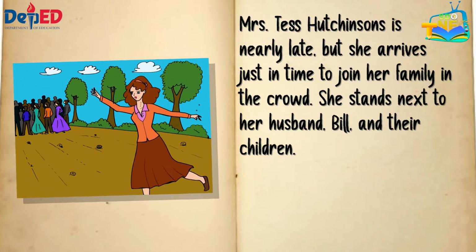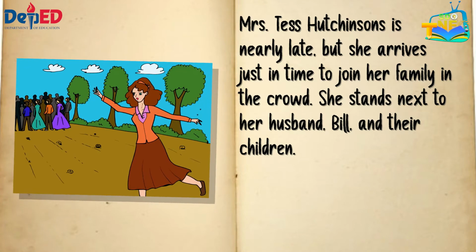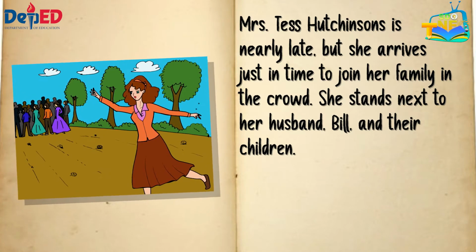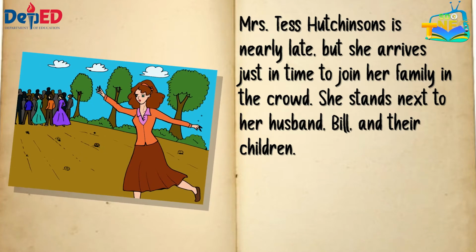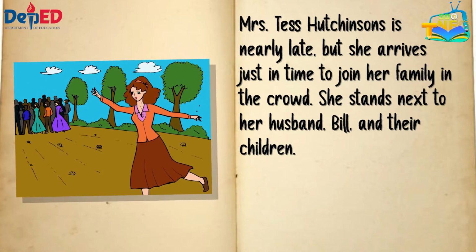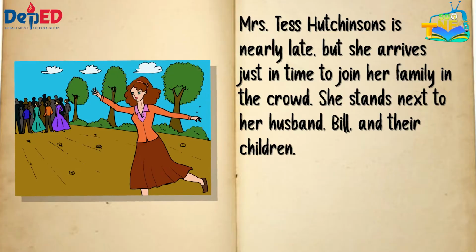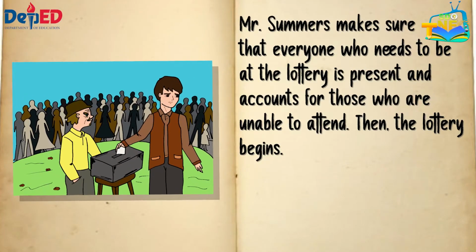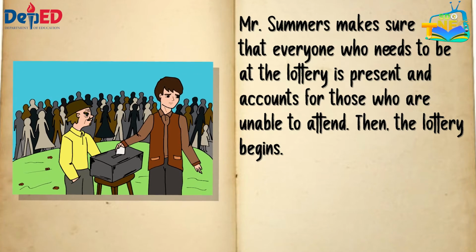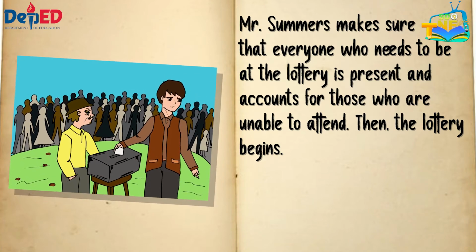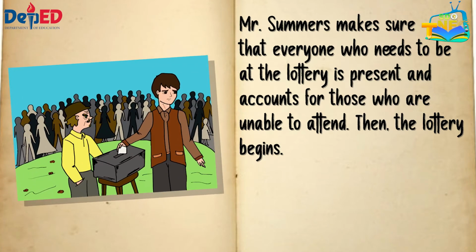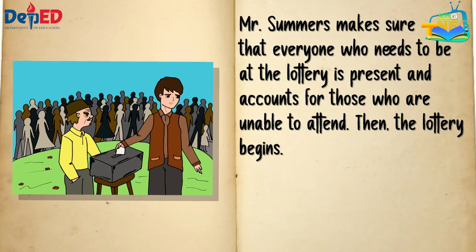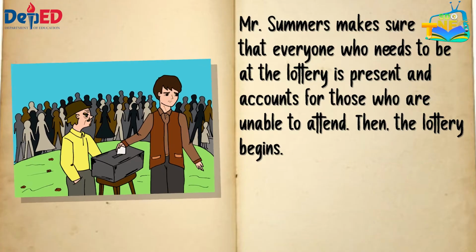Mrs. Tess Hutchinson is nearly late, but she arrives just in time to join her family in the crowd. She stands next to her husband, Bill, and their children. Mr. Summers makes sure that everyone who needs to be at the lottery is present and accounts for those who are unable to attend. Then, the lottery begins.